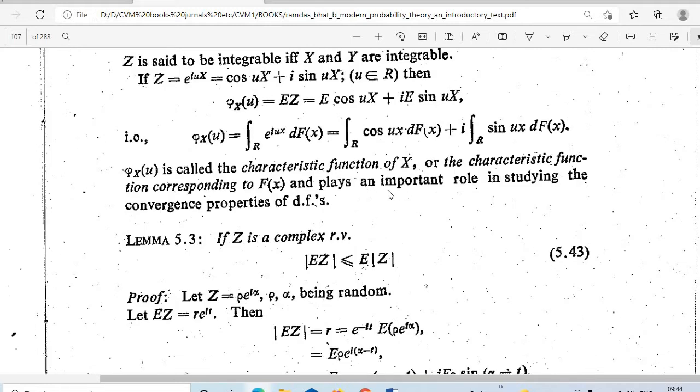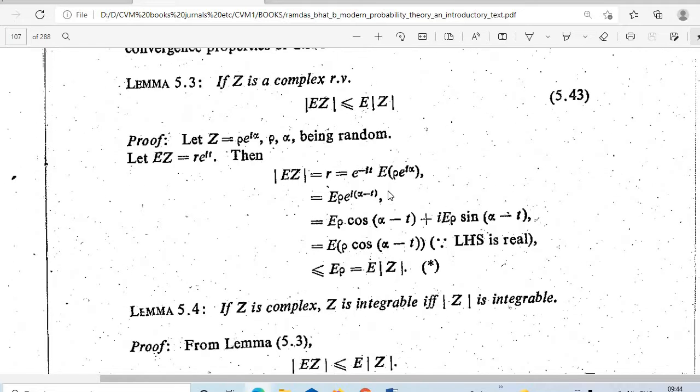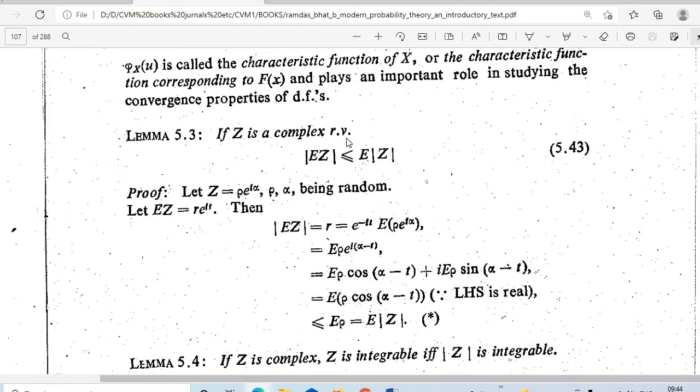So that is the representation. Now we consider this result: if z is a complex random variable, then the modulus of the expectation of z is less than or equal to the expectation of the modulus of z. We can prove it easily. Take z equal to rho times e raised to i alpha, where rho and alpha are random. Then the expectation of z equals some r times e raised to i t. Then the modulus of the expectation of z equals r.